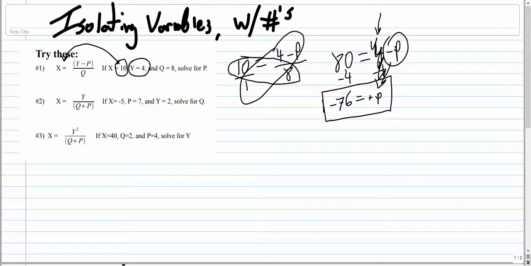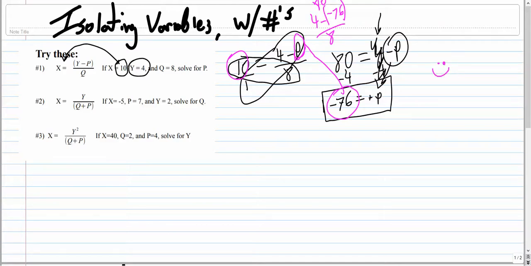Just one quick note here. If you want to make sure you're right, you can do a self-check by taking this value right here and putting it back in the equation. So we'd have 4 minus negative 76 divided by 8. So if you're subtracting a negative, that's adding. So 76 plus 4, that's 80. 80 divided by 8 is indeed 10. So we know that we're right.